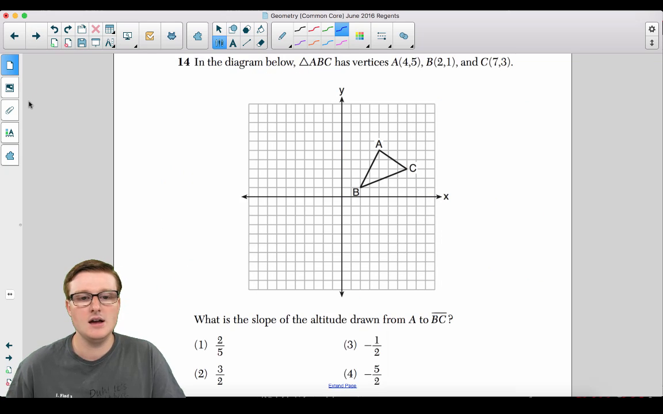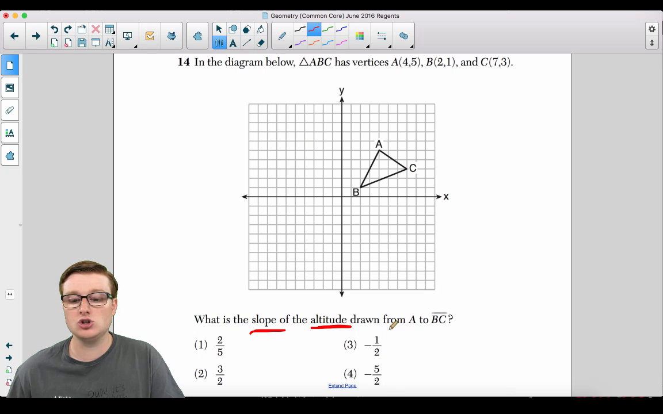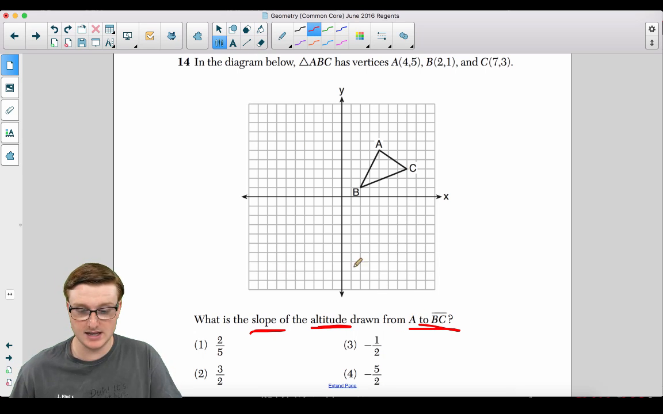All right, moving on. 14: the diagram below shows triangle ABC that has the vertices A (4, 5), B (2, 1), and C (7, 3). What is the slope of the altitude drawn from A to BC?